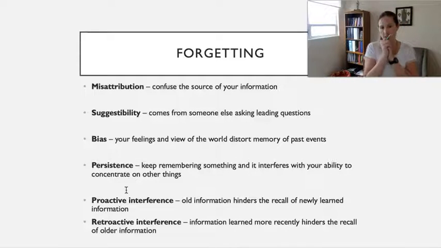Or for retroactive interference, this is like how I learned French, and then I learned Spanish, and so it's difficult to remember French words because Spanish comes to mind instead. This new information, the Spanish, affects my ability to remember the French. That's retroactive interference.